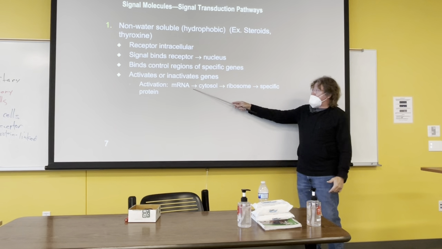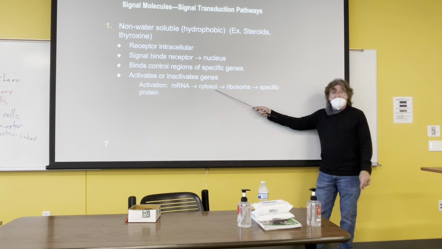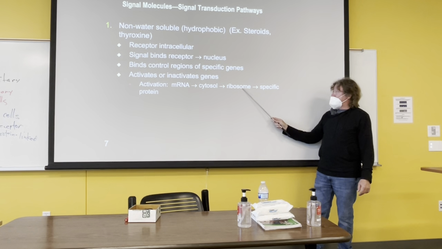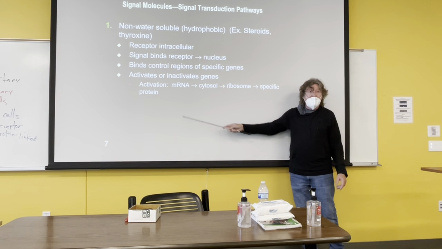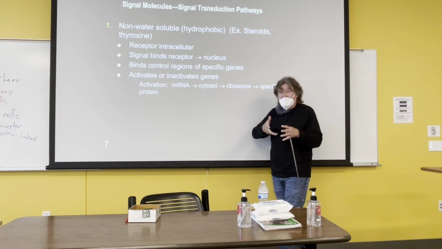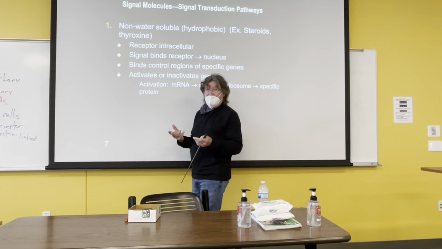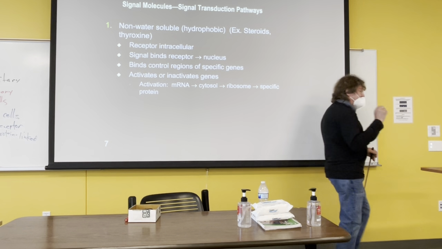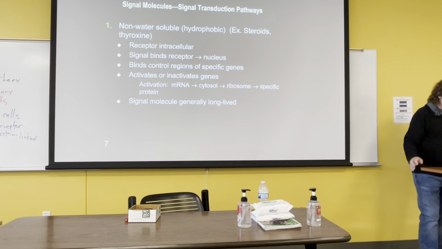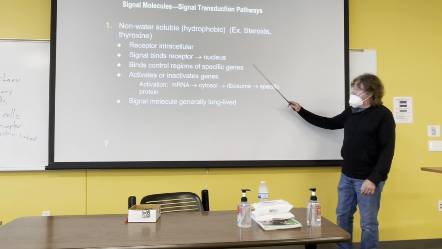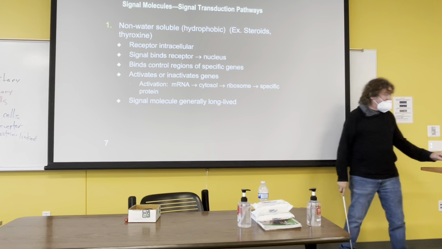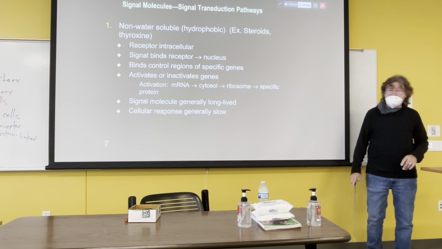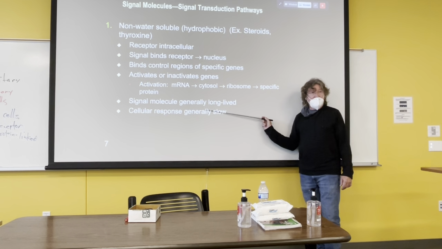So we get messenger RNA. That messenger RNA has to be brought down to the cytosol, where it links up with the ribosome and is translated into a specific protein. And it is the interactions of these proteins that change the behavior of the cell. Okay? Now, one feature about this type of system is that the signal molecule is usually relatively long-lived. In other words, it's not broken down too fast. The cellular response is generally slow, on the order of minutes to hours to days.